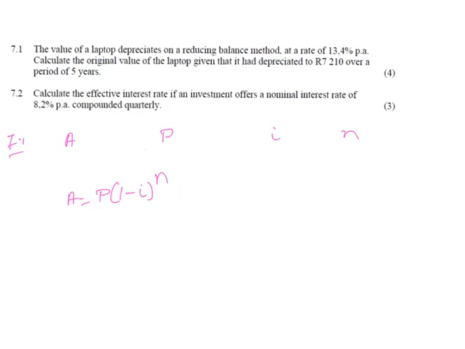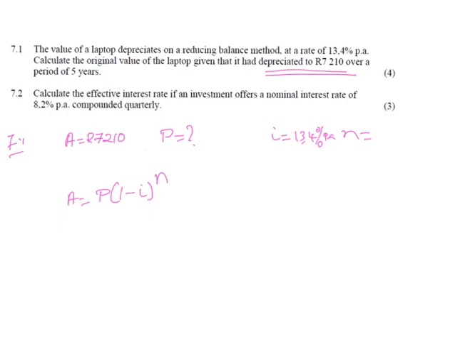Now, the interest rate is given to be 13.4% per annum. Now, what is my N? Calculate the original value. I have to calculate the original value. Principal is my original value, so I have to determine this one. This is unknown now. And then, depreciated to, that means its amount is 7,210. So a little bit of English language will tell me that depreciated to means the amount is 7,210.